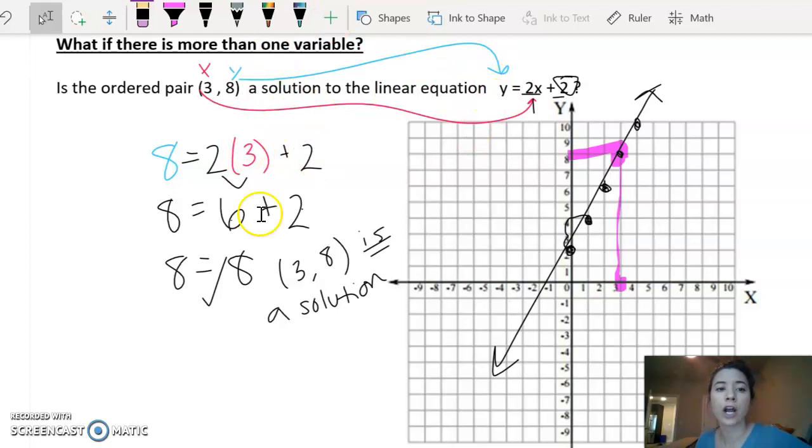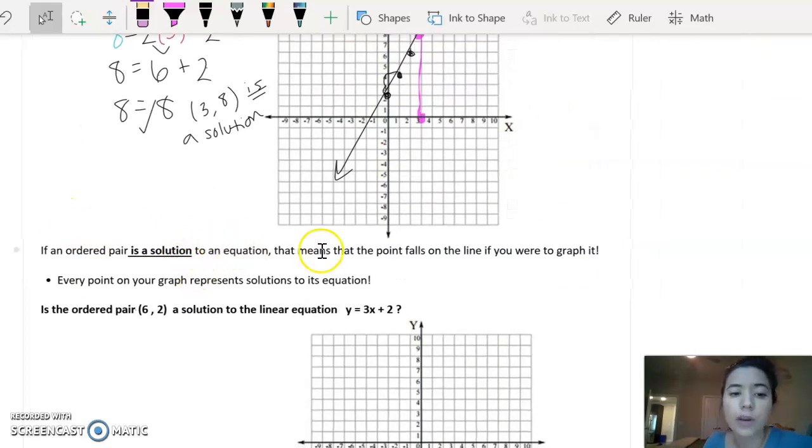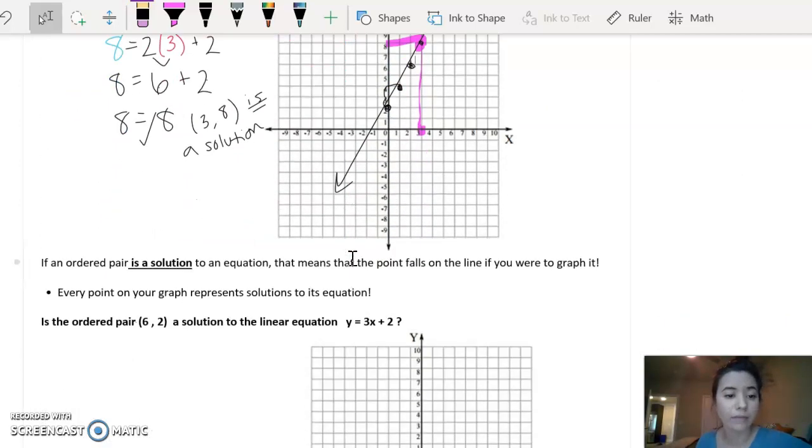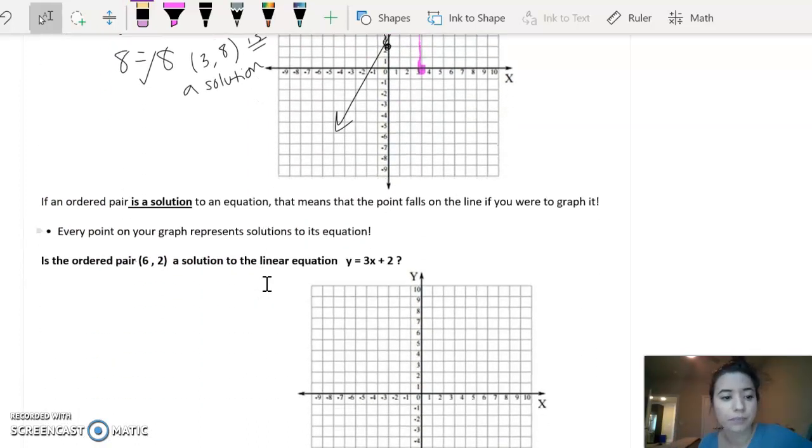But again, to check whether it's a solution, we simply plug it into the equation. If it's a true statement, yes, it's a solution. And that means that point is on the graph; that ordered pair would fall on that line. So if an ordered pair is a solution to an equation, that point falls on the line if you were to graph it. Every point on your graph represents a solution to the equation.